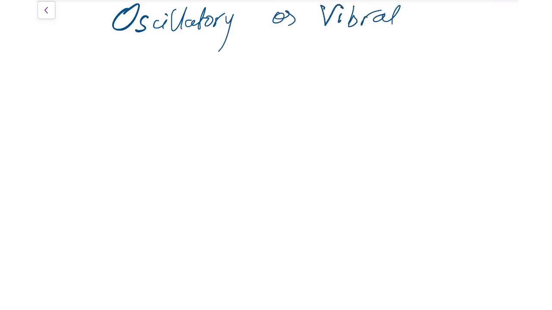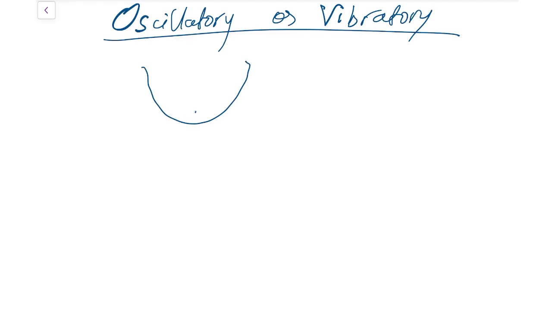Now let's see what is meant by oscillatory or vibratory motion. This also I'll illustrate with an example. Imagine there is a bowl and a ball is sitting at the bottom of the bowl. This ball is at rest. That means there is no external unbalanced force acting on this ball. And this point is called the equilibrium position.